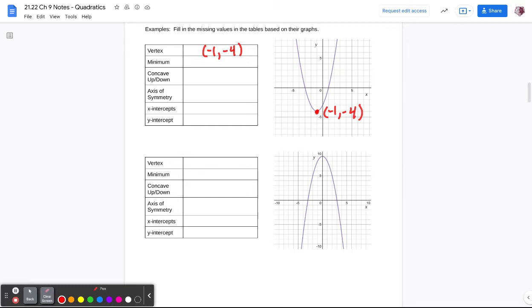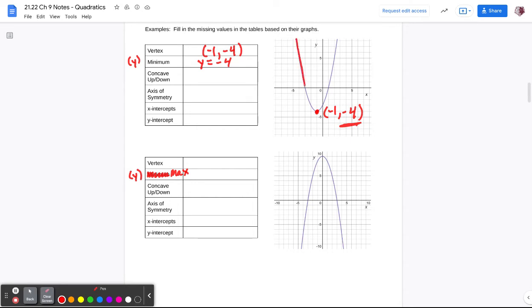Now, this parabola has a minimum. The minimum value is always going to be our y value. So what is the minimum value? The minimum value is y equals -4. So when we talk about a maximum or a minimum, we are going to be talking about the y values. Doesn't matter what the x value is. What's the y value of your vertex? That's going to represent your maximum or minimum.